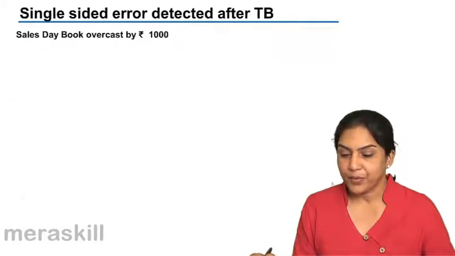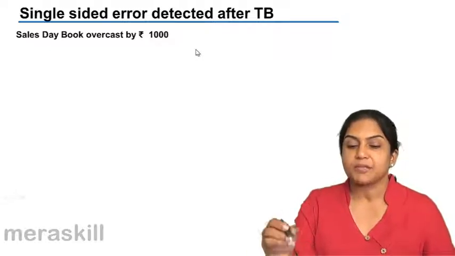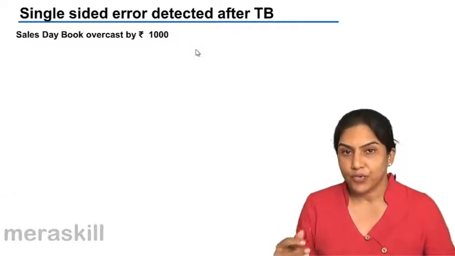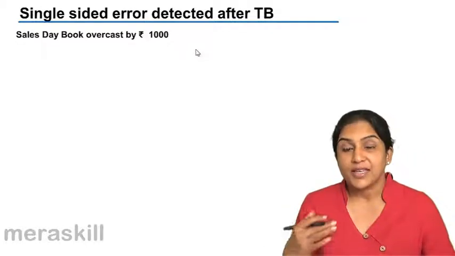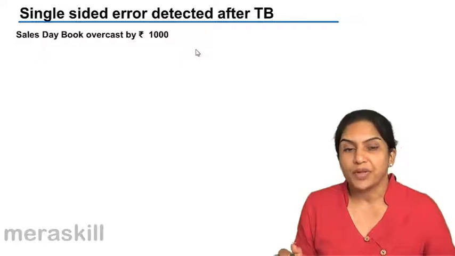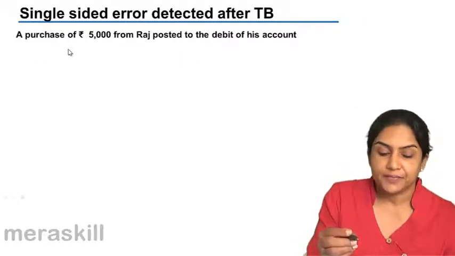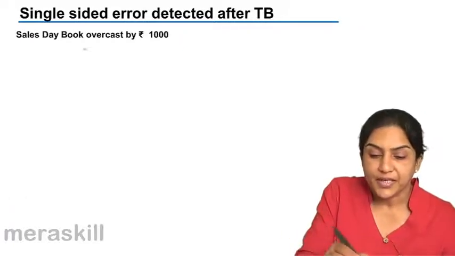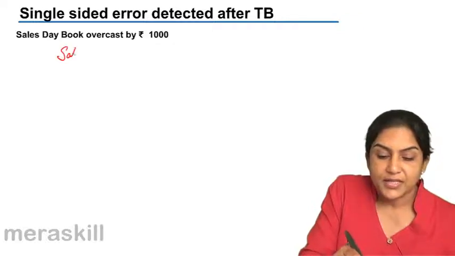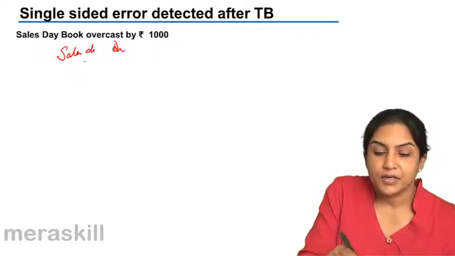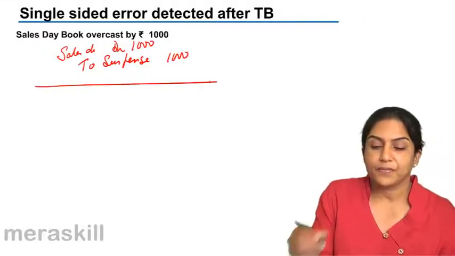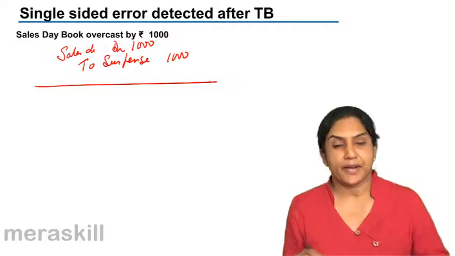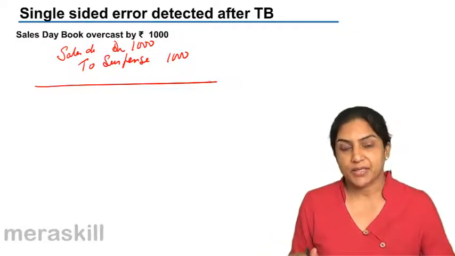Let us take them one by one. Sales day book is overcast by 1000. Sales day book overcast, so sales account credit is more. So how do we rectify that? We rectify by debiting sales account. Sales account debit to suspense. This is the rectification entry after trial balance, single-sided error.